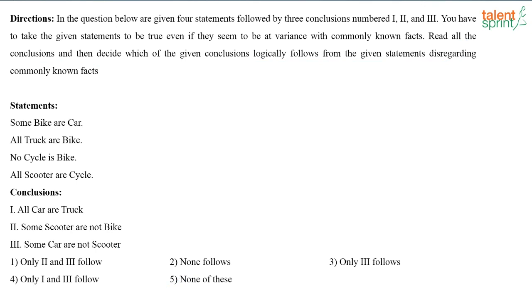Next one. Next one is also on syllogisms. Some bike are car, all truck are bike, no cycle is bike, and all scooter are cycle. So try to draw the basic diagram for this and see if these conclusions follow. What is given here? Let me draw the basic diagram. Some bike are car. All trucks are bikes. So basically truck is coming inside the set bike, and I am drawing truck with minimal overlapping, okay? All trucks are bikes.